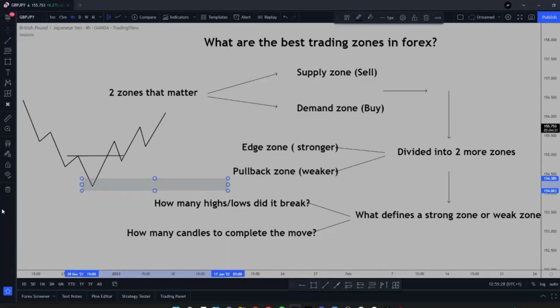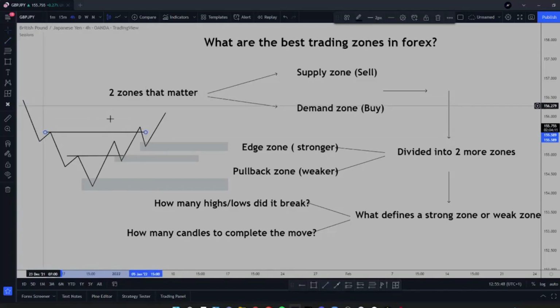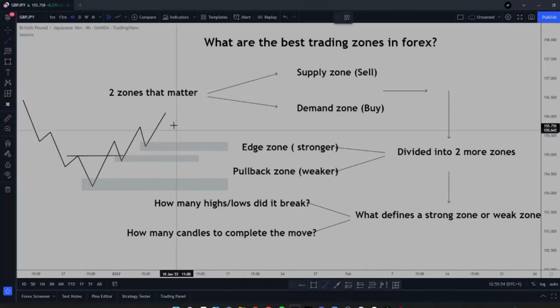This is the original zone. And then we have some other valid zones. This would be a valid zone, and the one right below is a valid zone. Why is that? First of all, they broke previous structure. They broke this high and maybe another high over here. Just imagine there's another high. So all these are valid zones. If price comes back, this is a valid trade. This zone is a valid trade. You have to understand that these two zones are weaker than the original zone, which is the edge. So this is basically what I talked about right here.